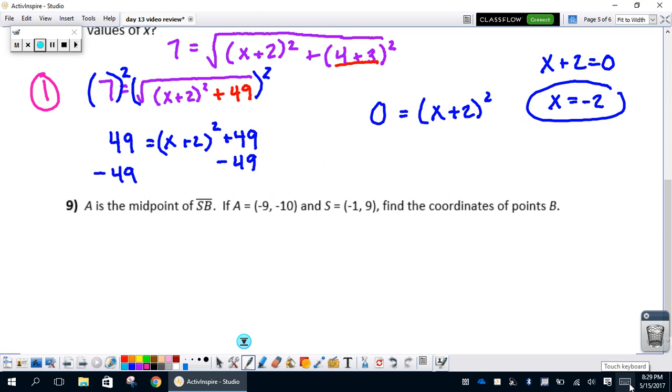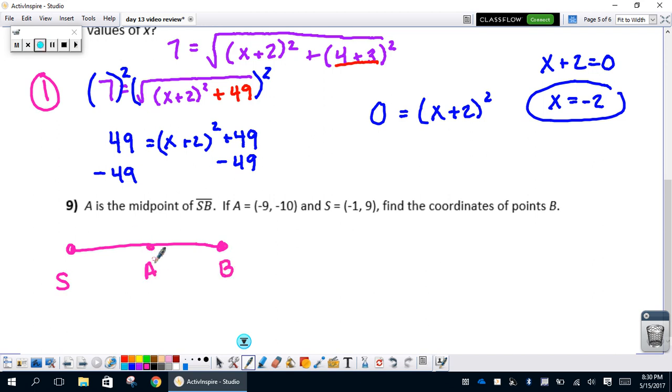Alright, number 9: A is the midpoint of segment SB. So I'm going to give you 1 point if you draw that picture, because A is the midpoint of segment SB.